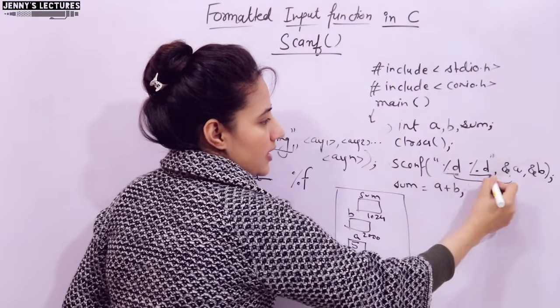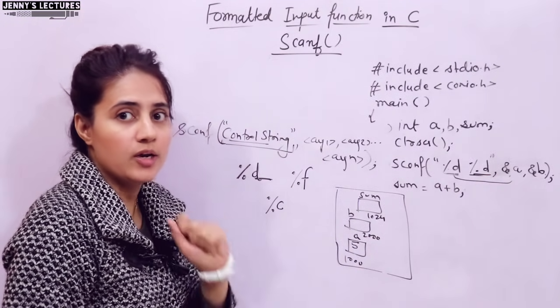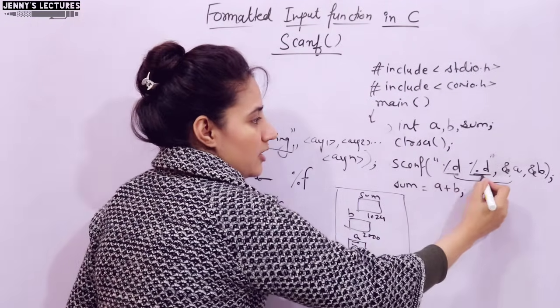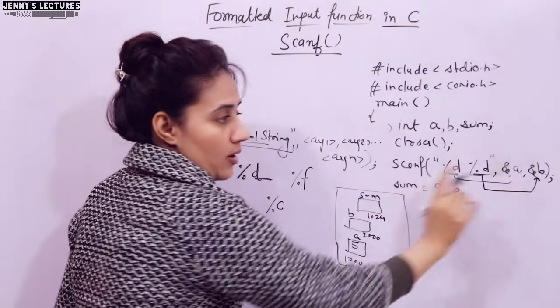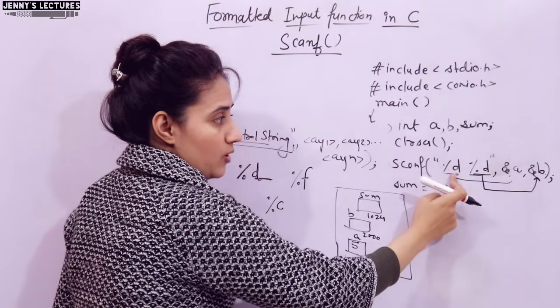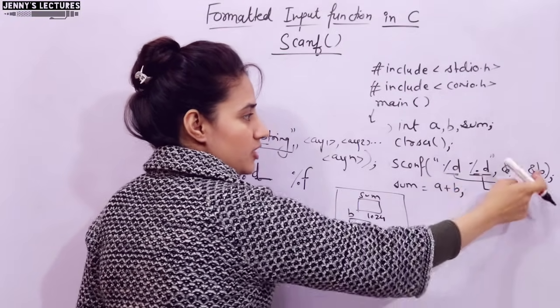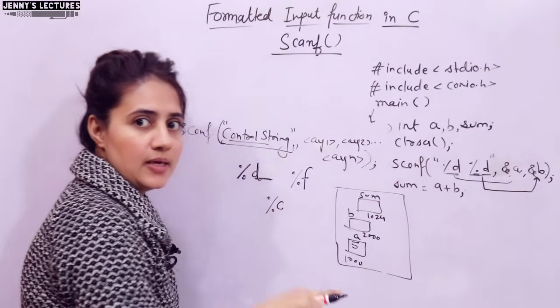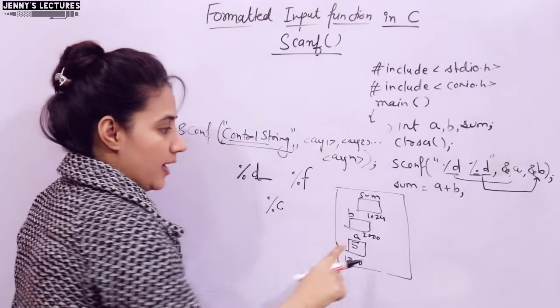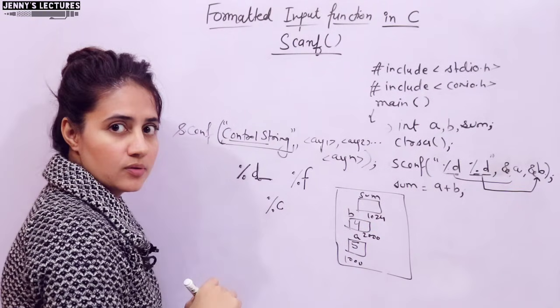Now second, again we have percentage D, which means it has to take one more input. So it will map this to the second argument after this comma, right? The first argument for the first percentage D, and the second argument for the second percentage D. So whatever you enter would be stored at the address of B. The address of B is 2000, so that would be stored here. Suppose I am entering 4.